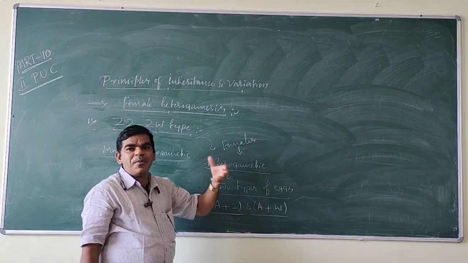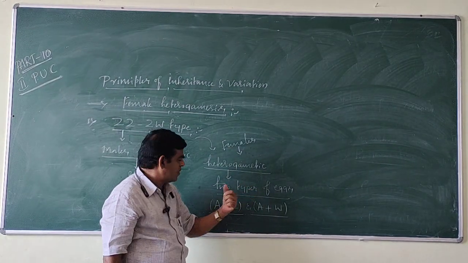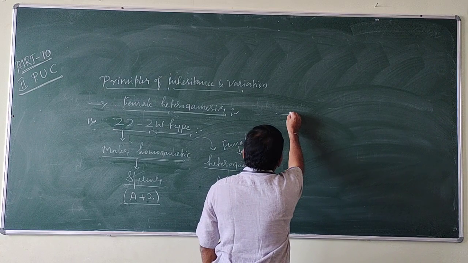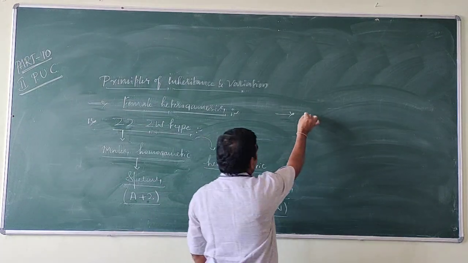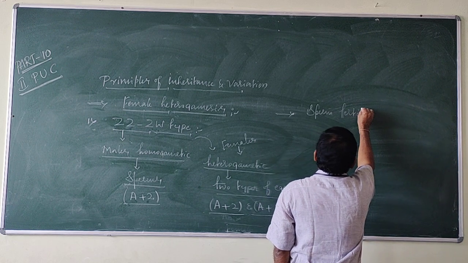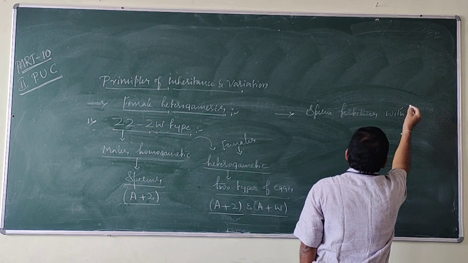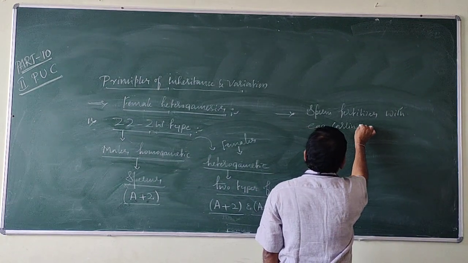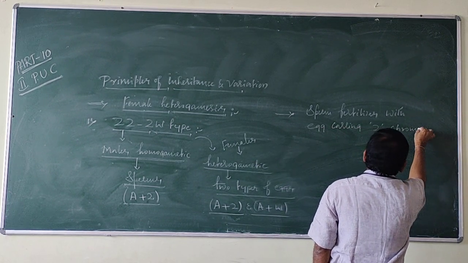Here females are heterogametic. That's why they produce two types of eggs, A plus Z and A plus W. So in birds, the sperm fertilizes with an egg carrying the Z chromosome.